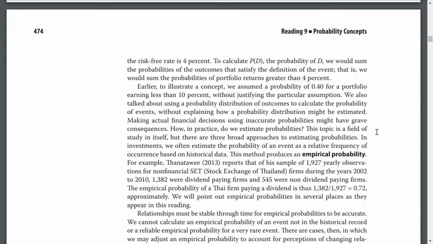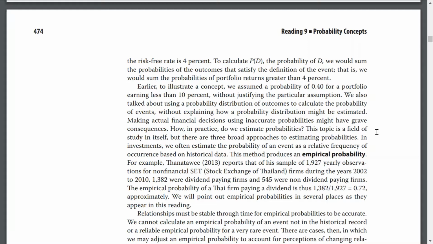Earlier, to illustrate a concept, we assumed a probability of 0.4 for a portfolio earning less than 10%, without justifying the particular assumptions. We also talked about using a probability distribution of outcomes to calculate the probability of events without explaining how a probability distribution might be estimated. Making actual financial decisions using inaccurate probabilities may have grave consequences.